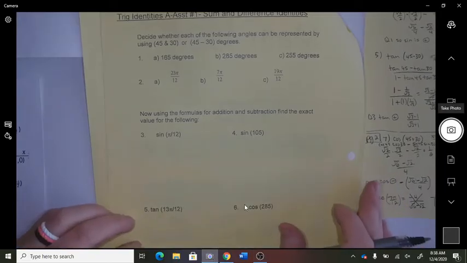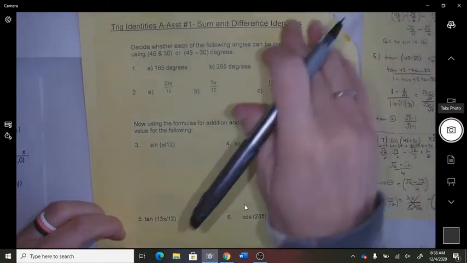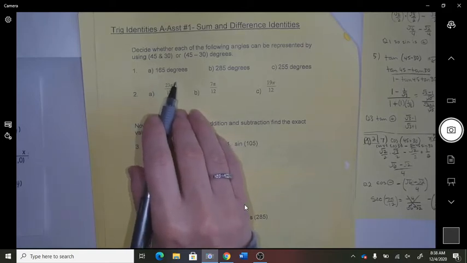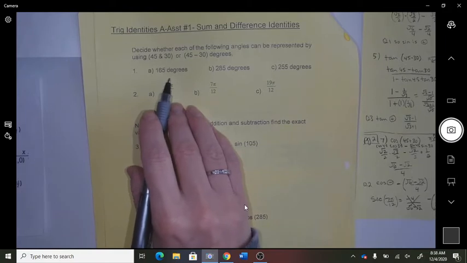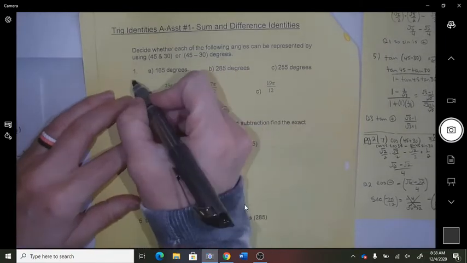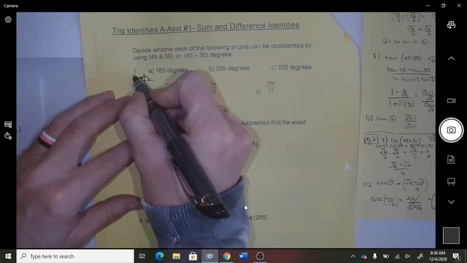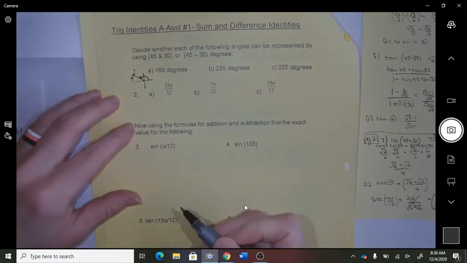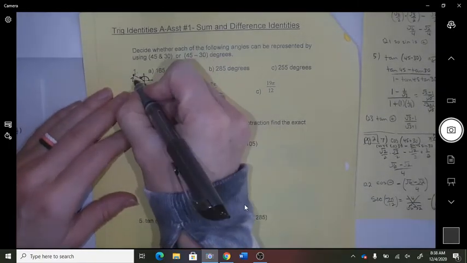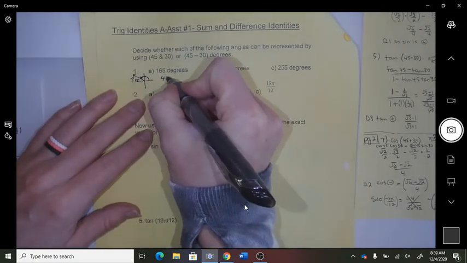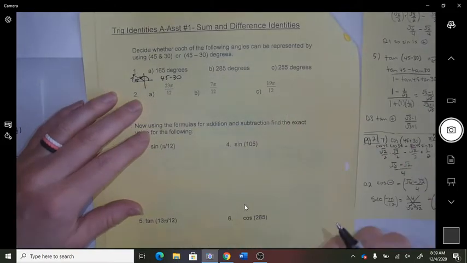Okay, assignment number 1, sums and differences. If you are deciding whether you're going to use 45 plus 30 or 45 minus 30 in finding the reference angle, 165 degrees would be over here. So that leaves me with 15 degrees right there. So I would be using 45 minus 30.